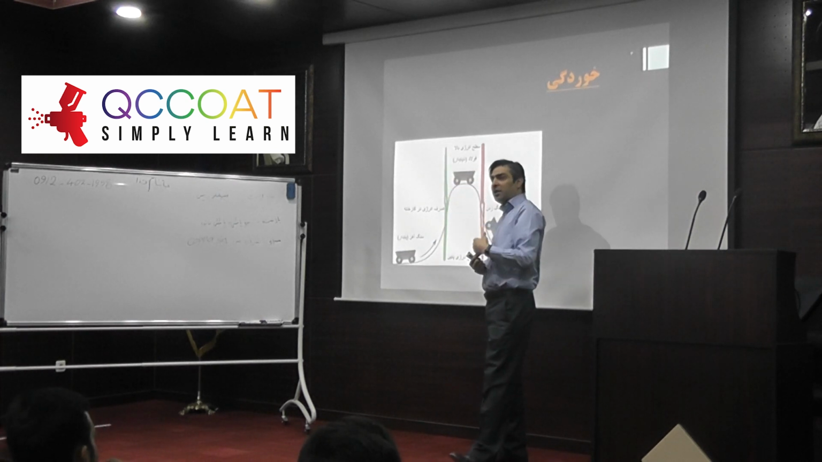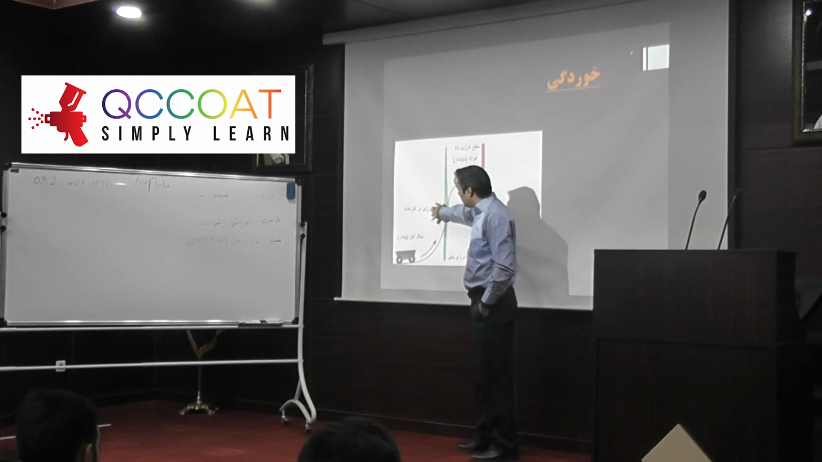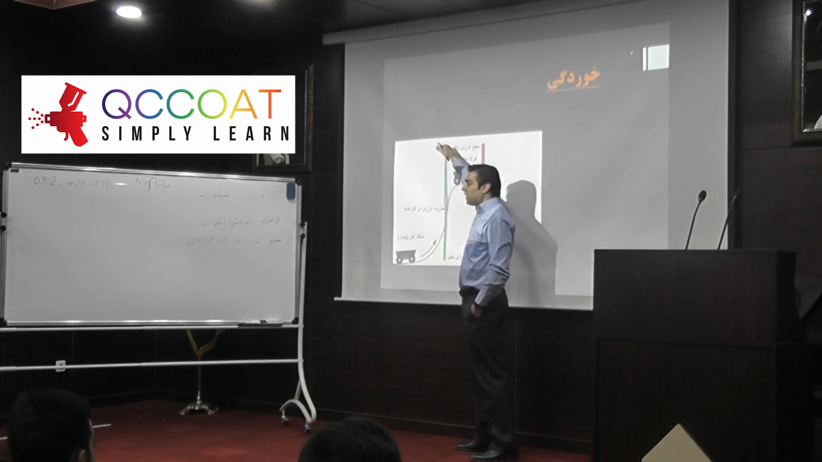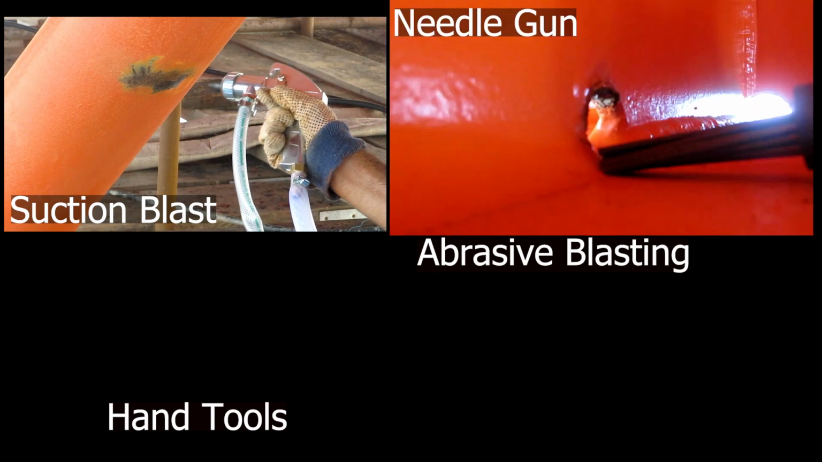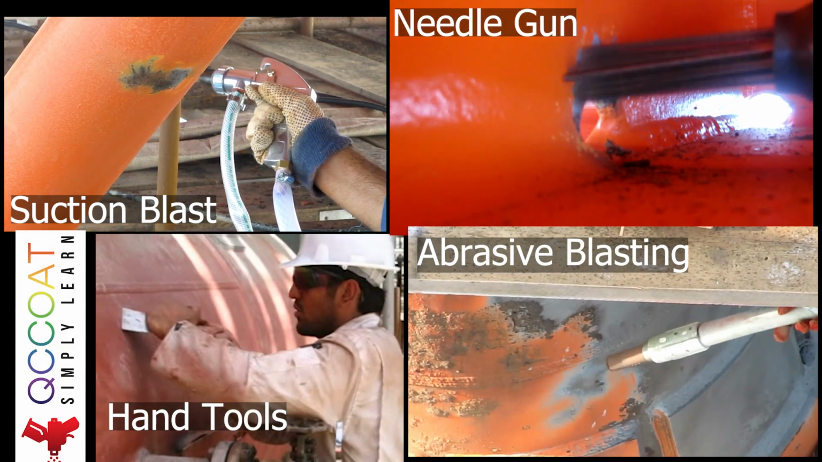How does iron change to steel? And why is steel rusted and corroded? We will learn about anode, cathode, and electrolyte and explain galvanic corrosion. We will learn about surface preparation, goals, different methods, and standards.